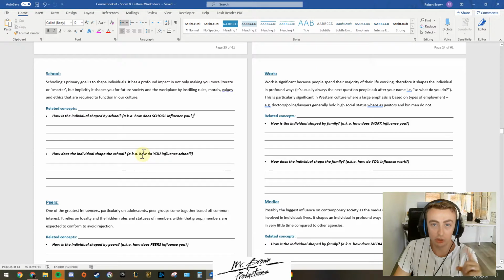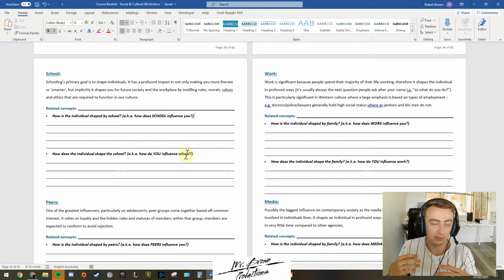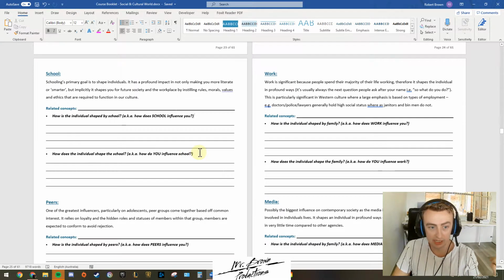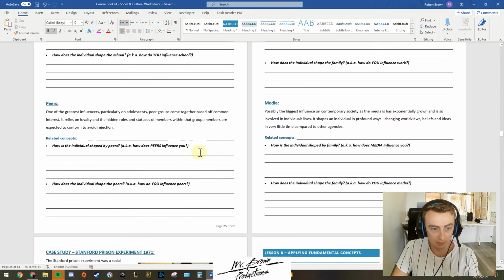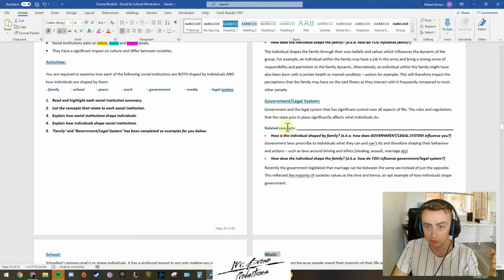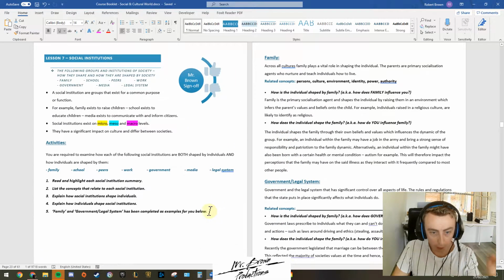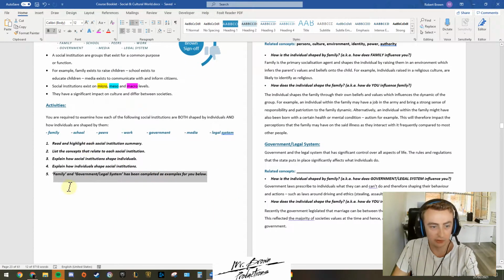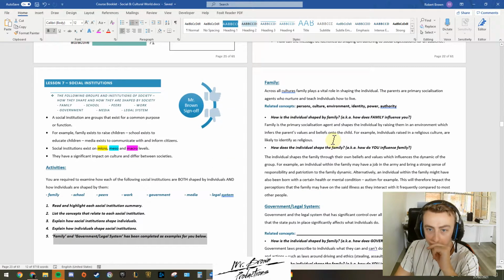But then in turn, how do you influence school? So you guys have your own, I guess, unique personalities. You've grown up in a unique culture, so different ways that you learn might influence the school. I guess this class is an example of that. But then you want to do the same with all your other social institutions. So that was a lot of instruction, but I've done family, government and legal system as examples here for you. So we'll go through that together.